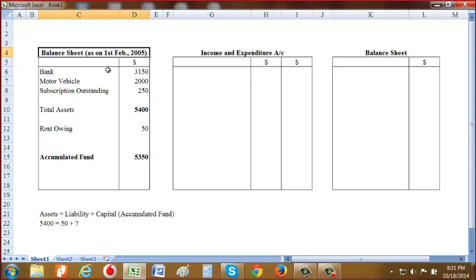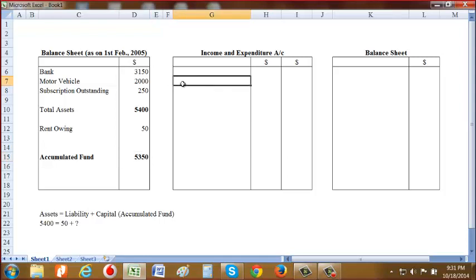So in the opening balance sheet, first I have taken assets: bank, motor vehicle, and subscription outstanding. We have 3 assets, and the total of the 3 assets is $5,400. Then from total assets I subtracted this liability, 50. So I got accumulated fund. Okay.